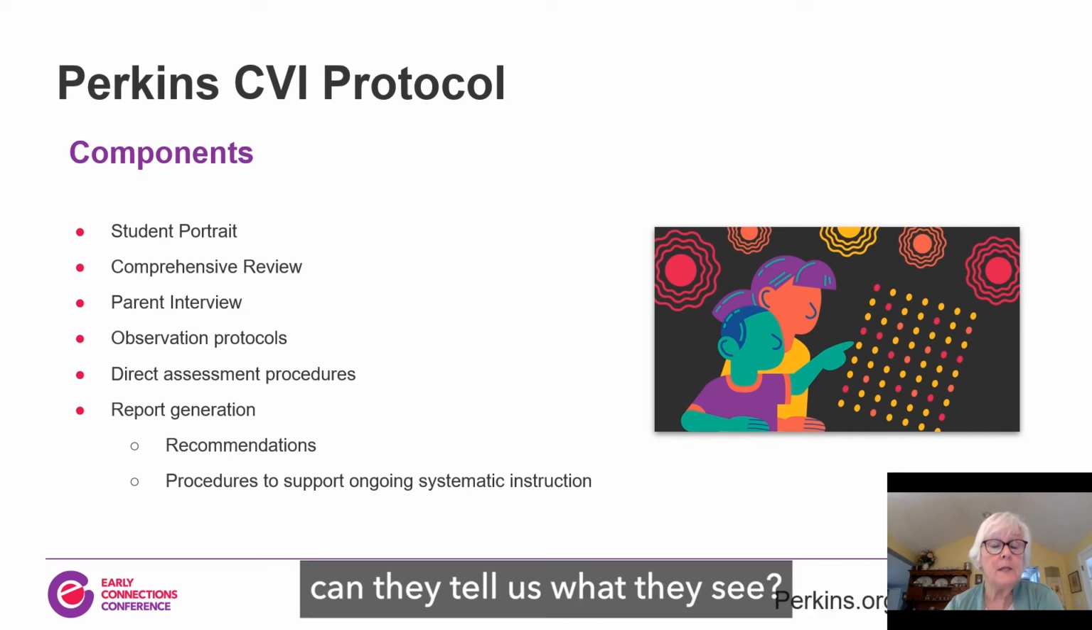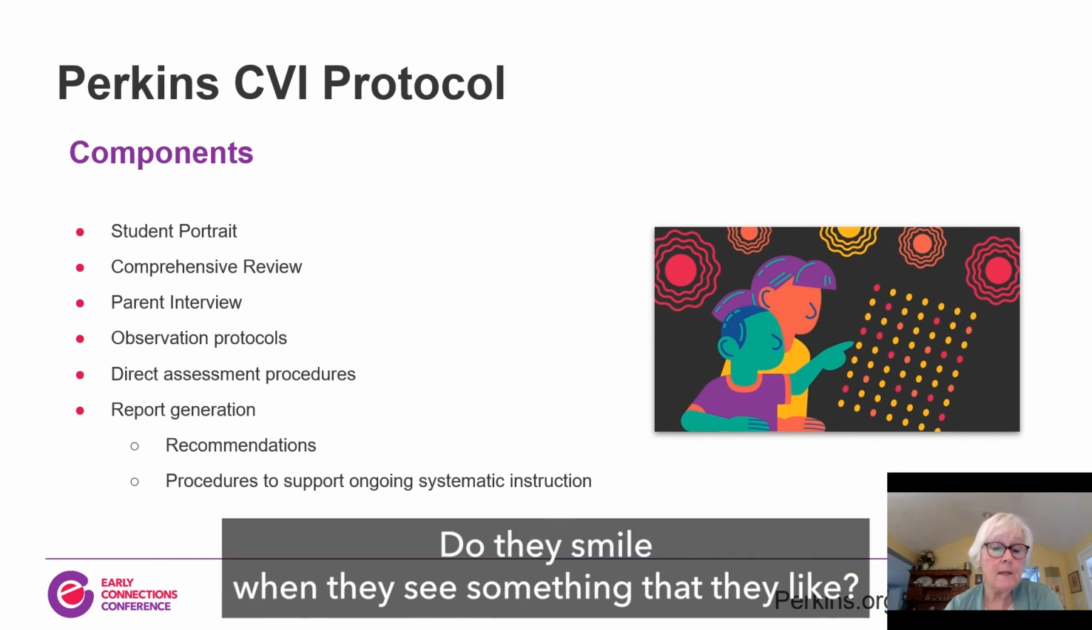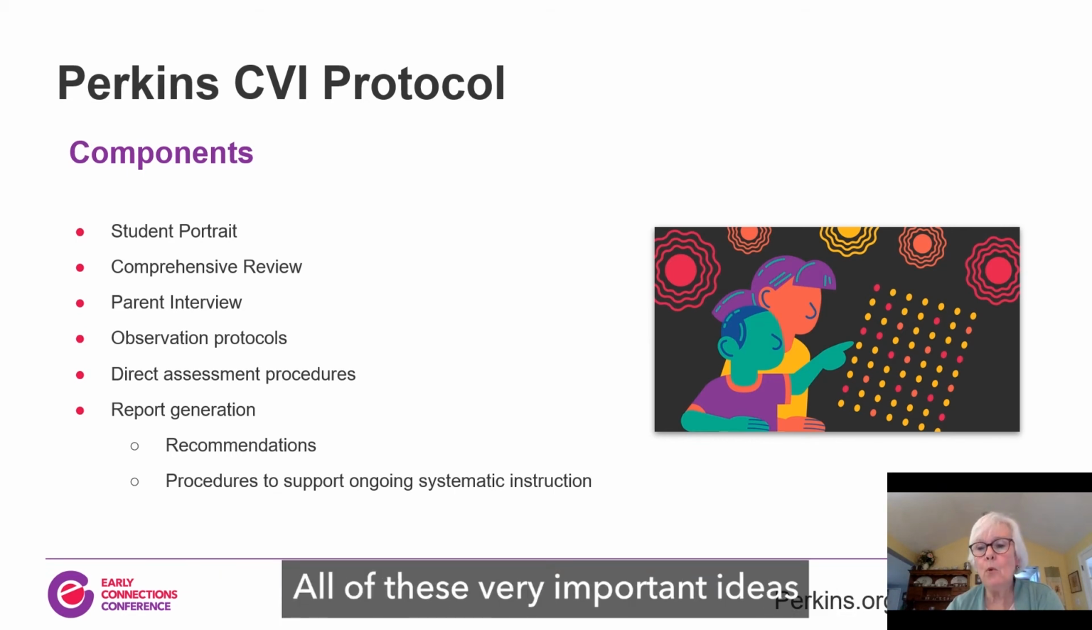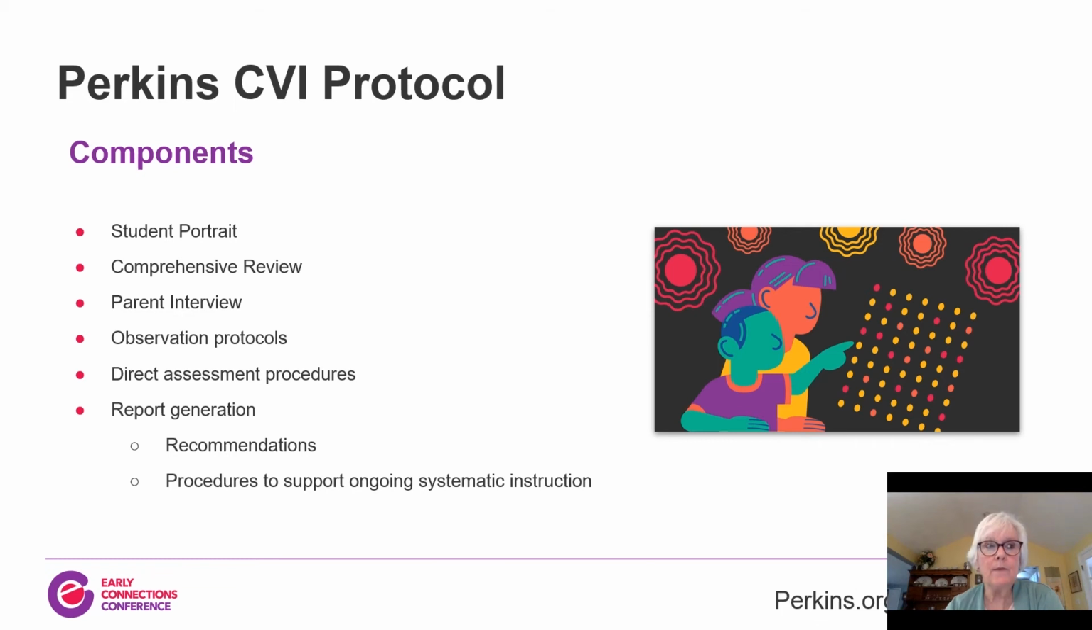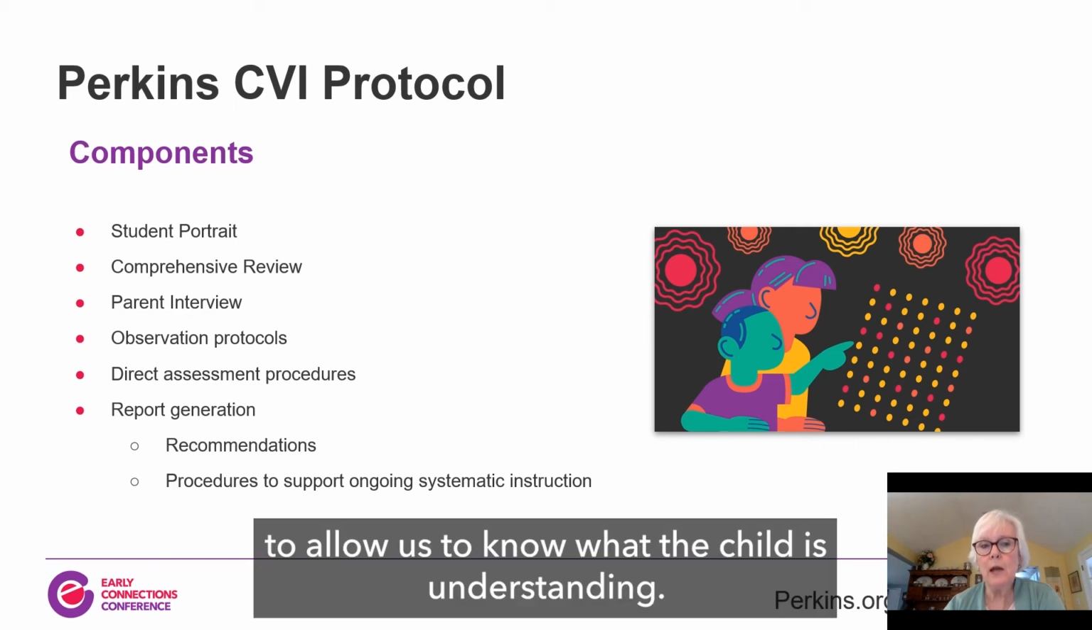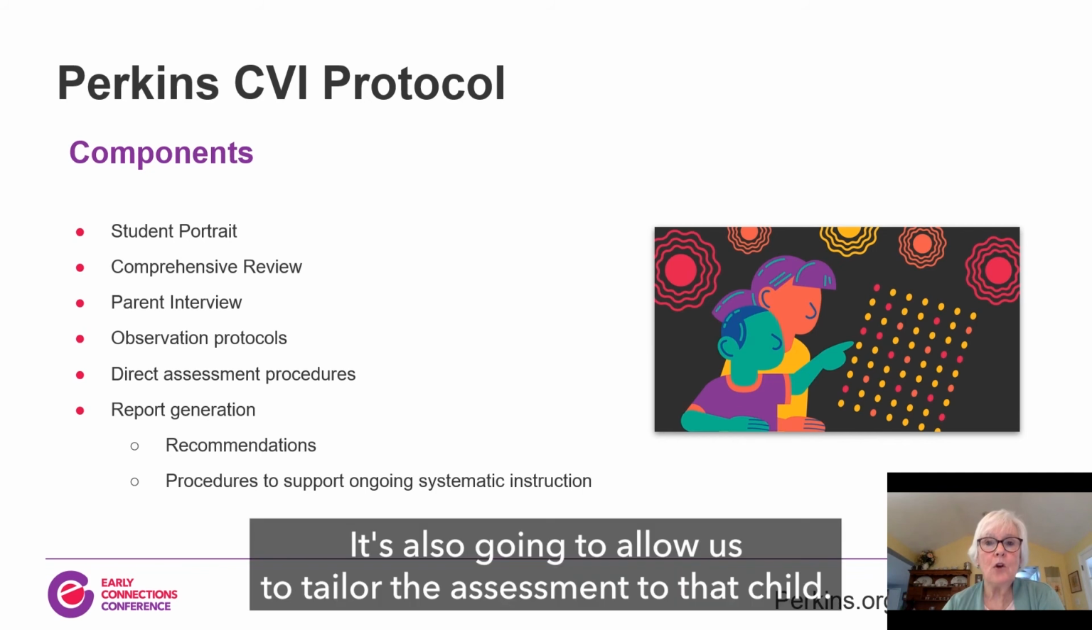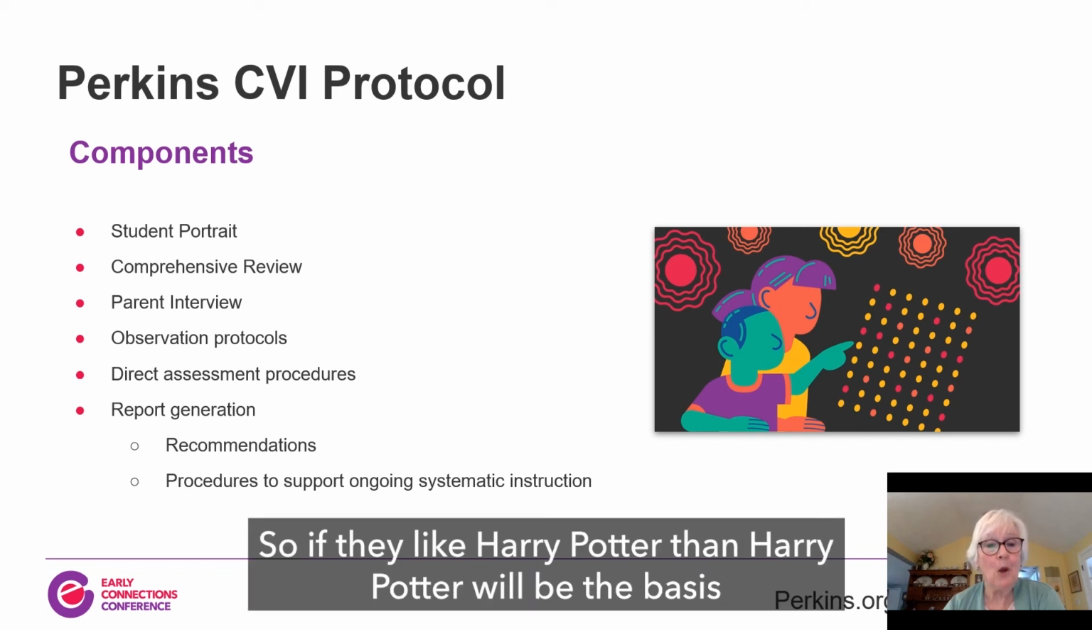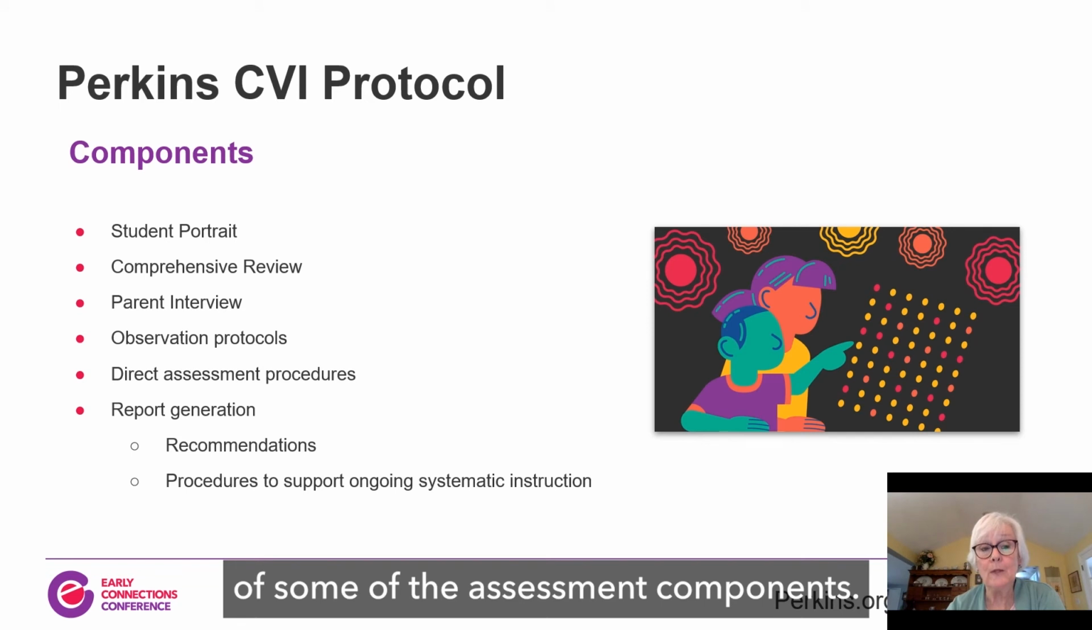Can they tell us what they see? Do they point to what they see? Do they smile when they see something that they like? All of these are very important ideas to allow us to know what the child is understanding. It's also going to allow us to tailor the assessment to that child. So if they like Harry Potter, then Harry Potter will be the basis of some of the assessment components.